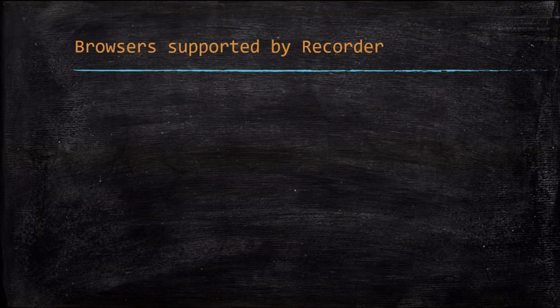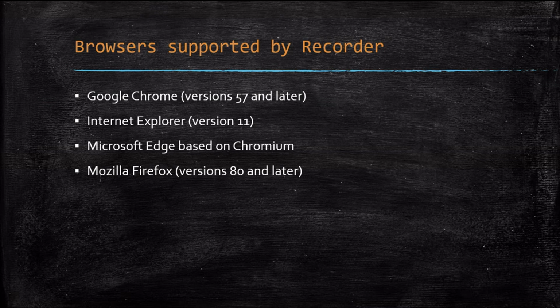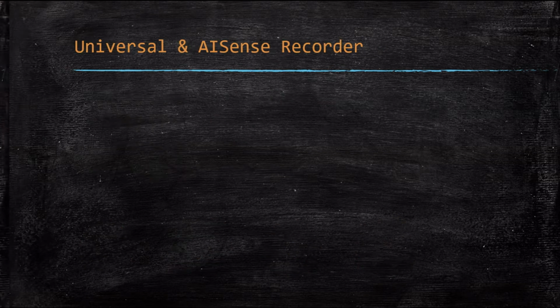Then we have different browsers that are supported by recorder: Google Chrome, Internet Explorer, and the versions are specified. The recorder package supports these specific versions and the later versions. Microsoft Edge, Mozilla Firefox. Then we will see what is universal and what is AI Sense recorder.